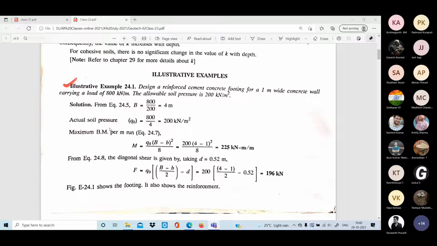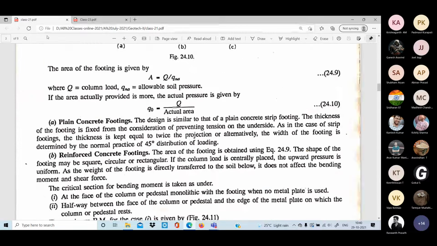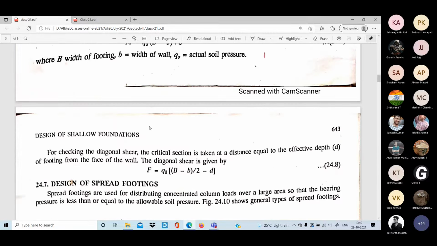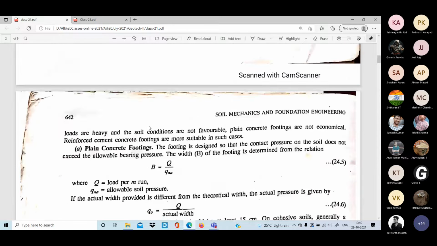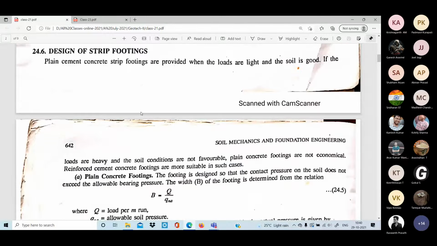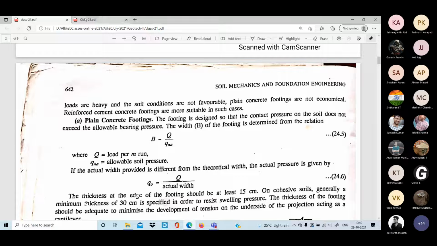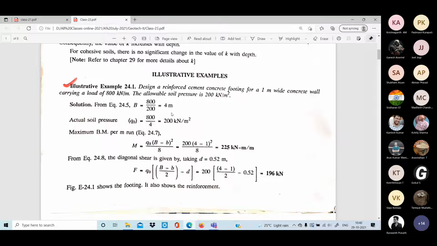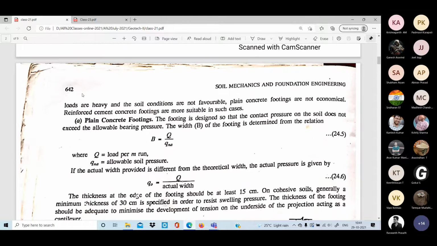If you have this kind of problem, just check our previous example, which I'm showing you. So this is a strip footing, right? Here we can calculate the load, and we know the allowable soil pressure, so we can find out the width, likewise, by using the plain concrete width.